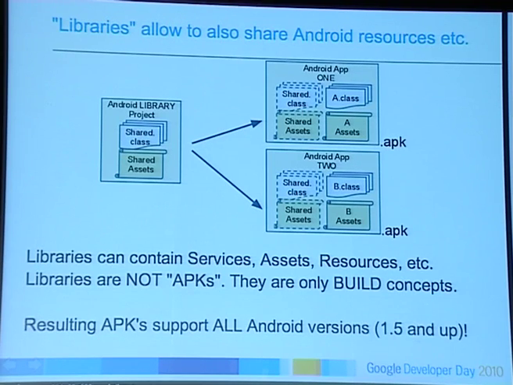And you probably all know the auto-generated R dot class, which gets generated by the Android SDK. It will result in one R dot class, which references both the resources in the library and the resources in your application project. And the IDE will package it together and will resolve this at build time.